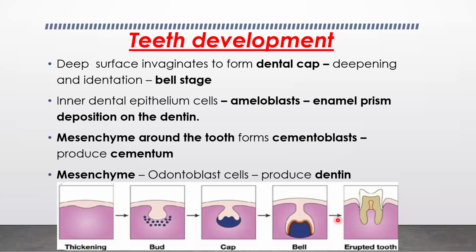So these odontoblast cells, cementoblast cells, ameloblast cells, they will continue to proliferate, and the teeth will be pushed out due to proliferation of the mesenchymal cells and the developing bone that is just being formed. But the most important thing that I can emphasize is the thickening, bud, cup, bell, and the erupted tooth, and how they develop, how they come across.